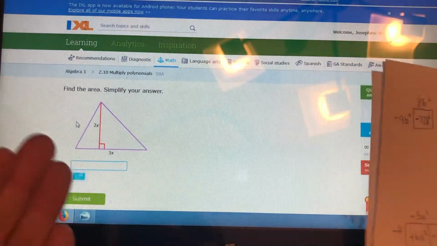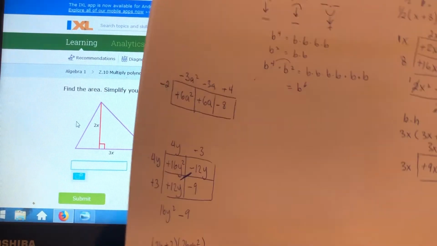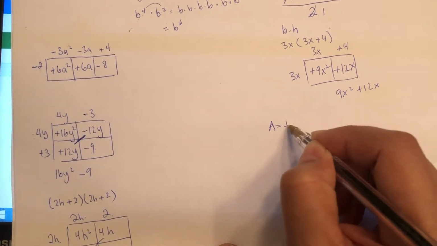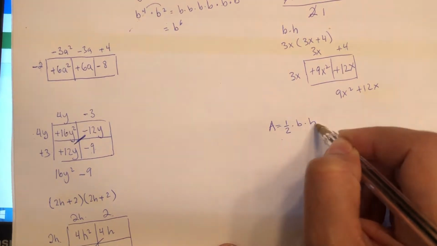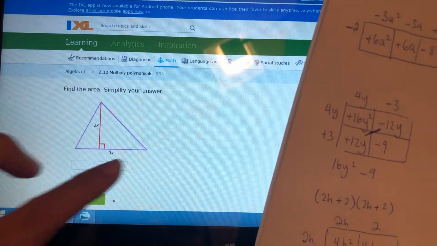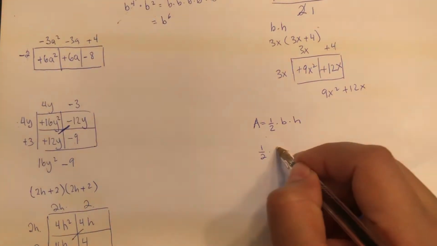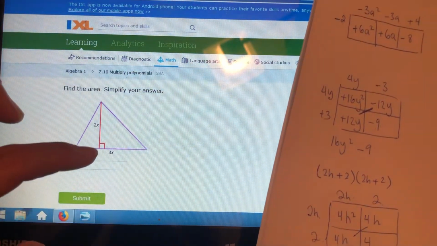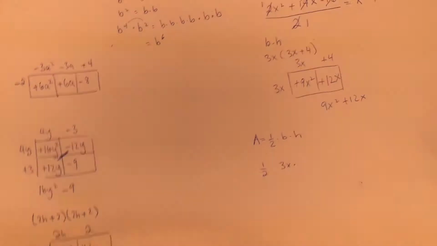Great job. I have a triangle again. All right, so you start by writing down the formula for a triangle. So the area formula of a triangle is a half times the base times the height. So then you're going to go a half times the base. The base is the bottom, so that's what, 3x times the height, and the height is how tall it is from the bottom to the top of its head. So that's 2x.